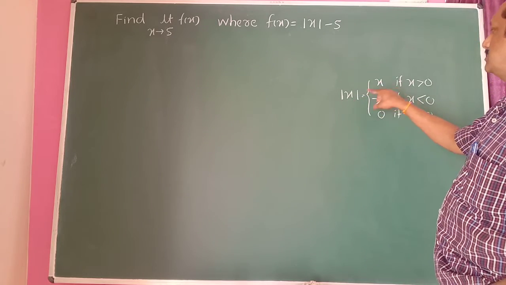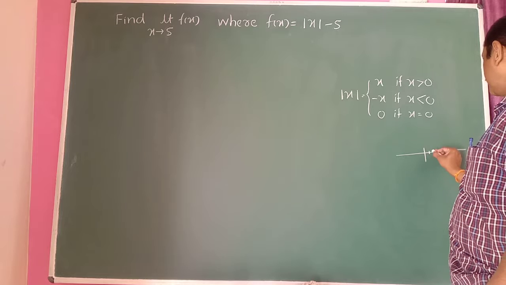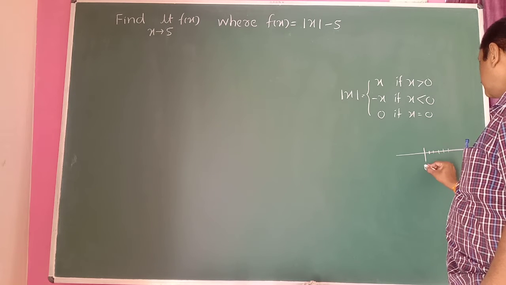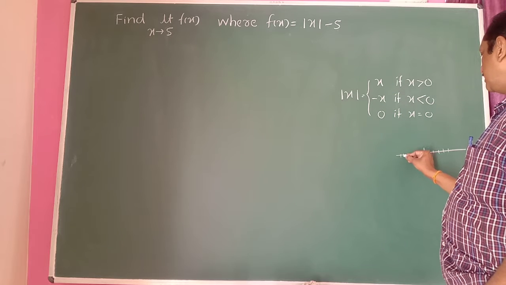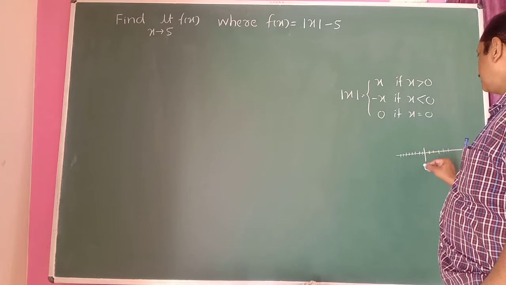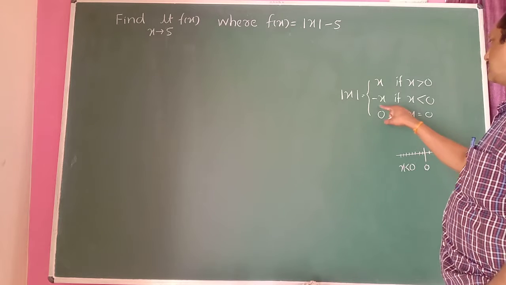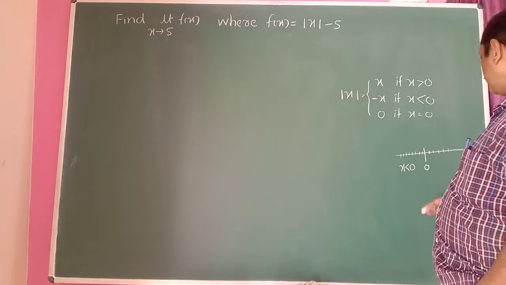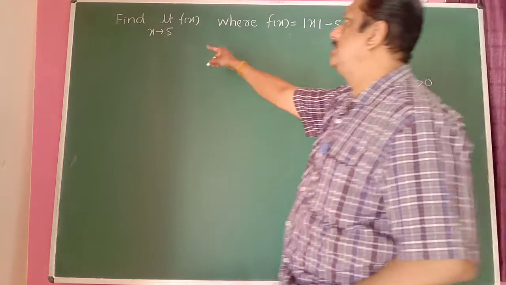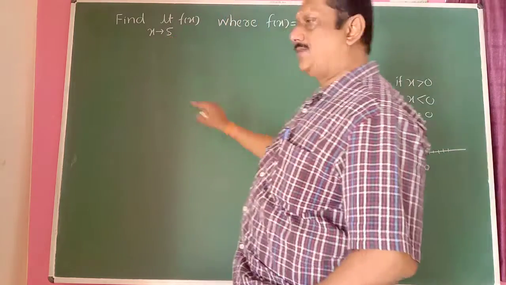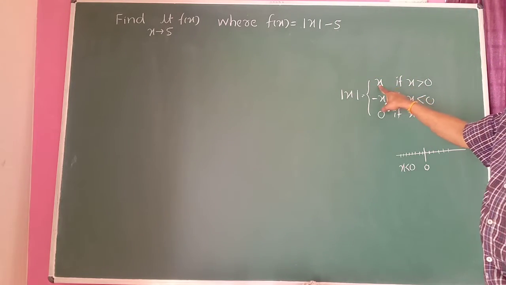So modulus of x is x if x is greater than 0. Means if these values are greater than 0, in that case use this function. And if you take values that are all less than 0, in that case take this function here. And at 0 it is 0. Therefore, x tending to 5 is there. So 5 is greater than 0, 5 greater than 0, directly take this one here.